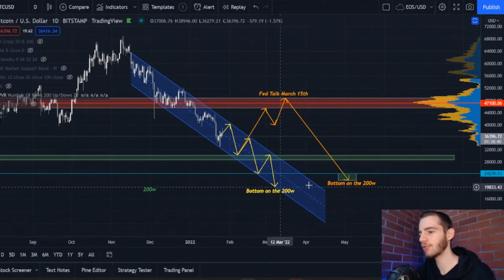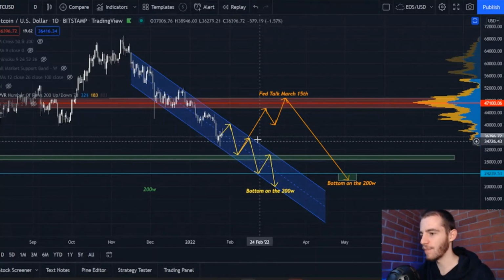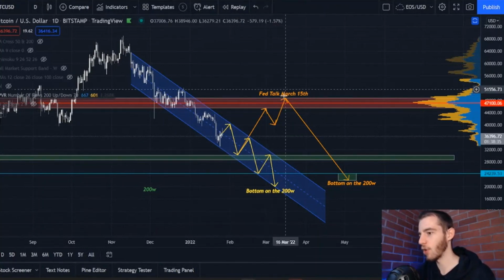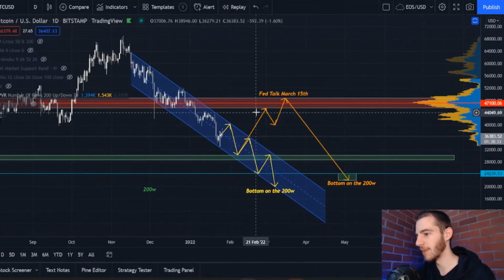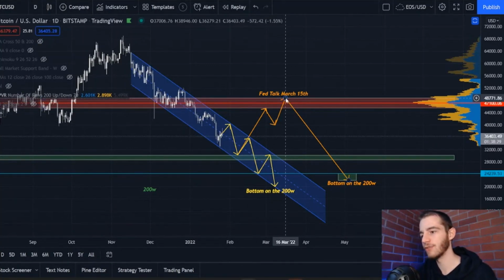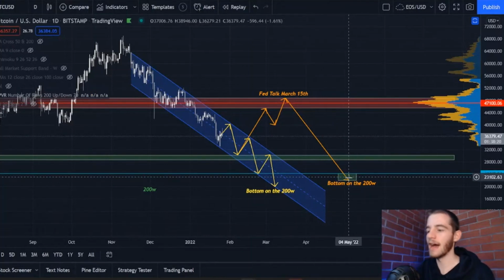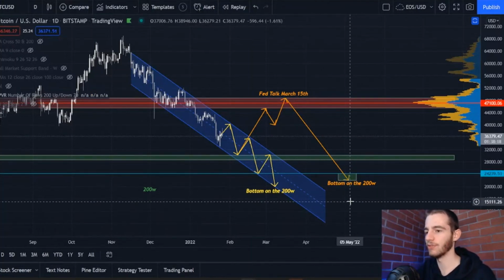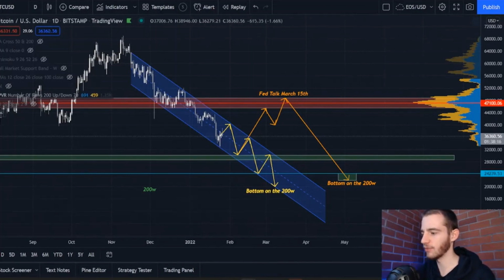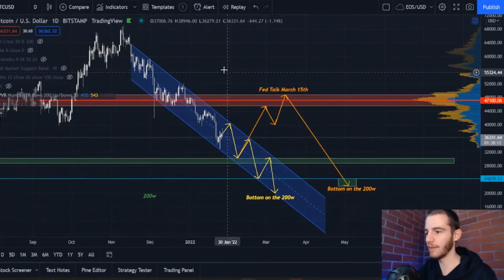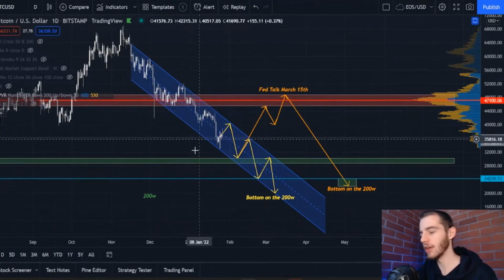However, if we do break out of the channel, I would expect this orange scenario to play out. I would expect a bounce upwards, a rejection from 48K around the time of the next Federal Reserve meeting. When the Federal Reserve raises interest rates like they said they're going to do, we will see a crash in Bitcoin and across financial markets, as raising interest rates will essentially put them at risk of recession. There'll be a lot of fear in the market there. That could be priced in beforehand, but we'll have to wait and see.